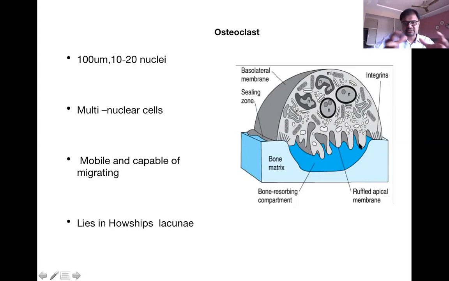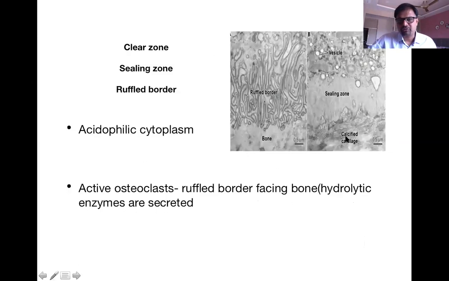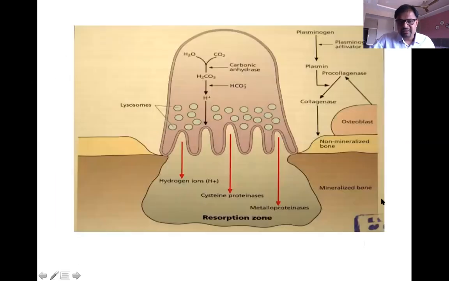This ruffled border increases the surface area. So for example, if this is a cell and this is a surface and it has to remove the bone here, this ruffled border sits around like this and seals it off. It creates a suction. And at this ruffled border, hydrogen ions, basically hydrochloric acid, are released, and this acid release starts removing the mineral. Bone formation starts with first laying down the collagen and then mineralization, whereas bone removal starts by first removing the mineral and then the collagen is taken out.